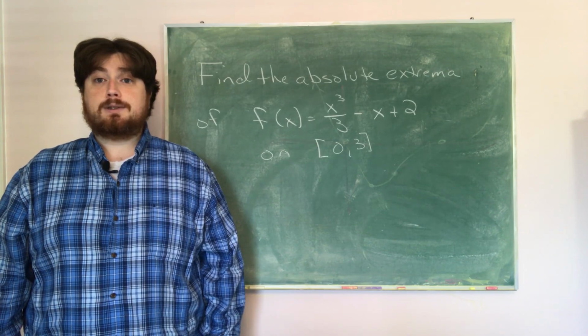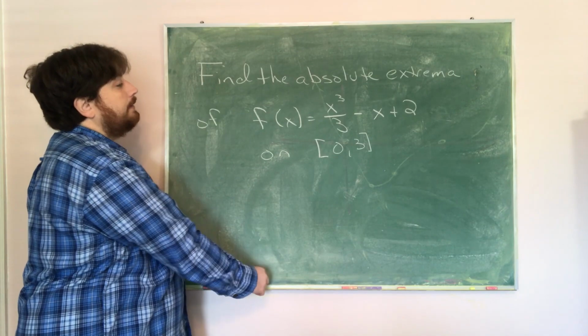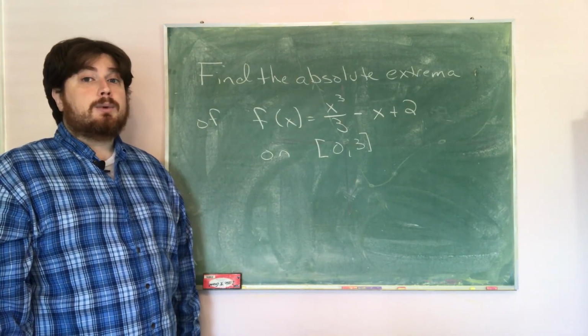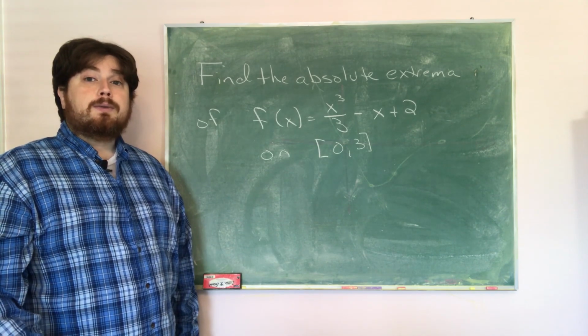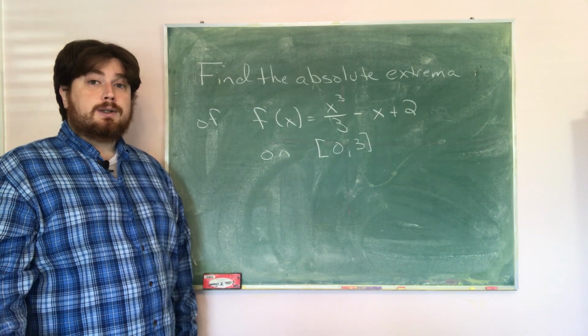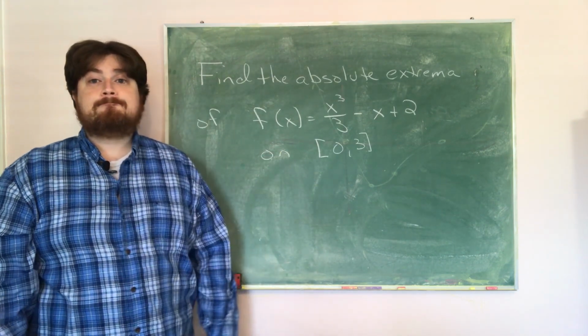Hello mathematicians, thank you for joining me today as we look at the problem of finding the absolute extrema of f of x equals x cubed minus x plus 2 on the interval 0 to 3. So what we want to do is find the biggest y value and the smallest y value that occur for the function on the given domain, which is 0 to 3.